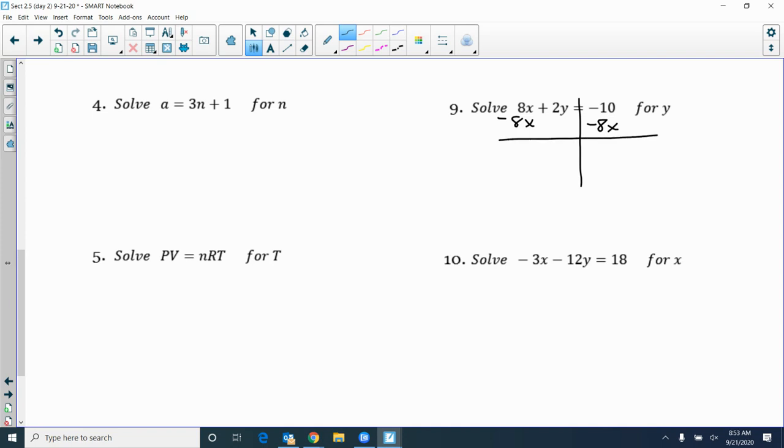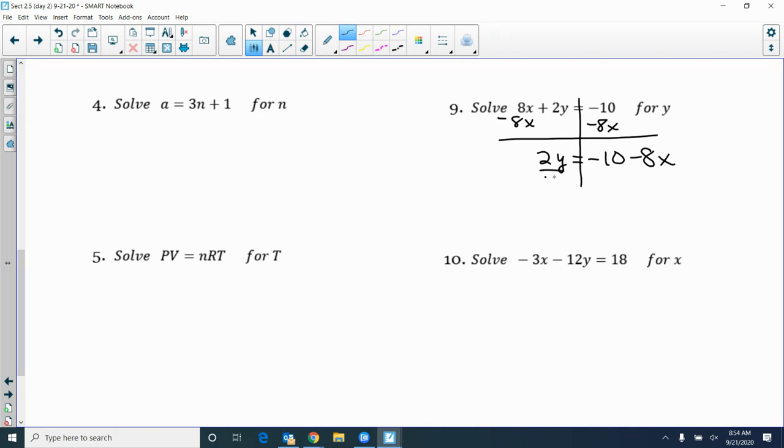Tell me what to write. Everybody should be able to look at that. Sam, tell me what to write for below that. Negative 10 minus 8x. Start all the way on the left-hand side: 2y equals negative 10 minus 8x. What do I do from here? Exactly. Divide both sides by 2. Yes, we need to divide everything by 2.